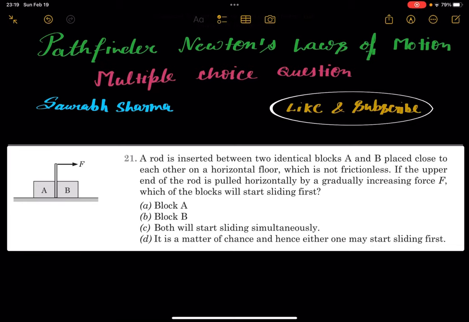Hello friends, I am coming with question number 21 from Pathfinder Newton Laws of Motion. What is the wording of this question? The question says that a rod is inserted between two identical blocks A and B placed close to each other on a horizontal floor which is not frictionless. If the upper end of the rod is pulled horizontally by a gradually increasing force F, which of the blocks will start sliding first? My dear friends, what is the situation?